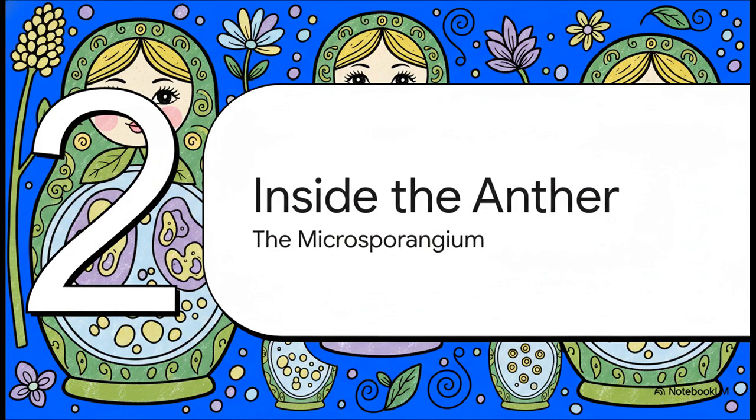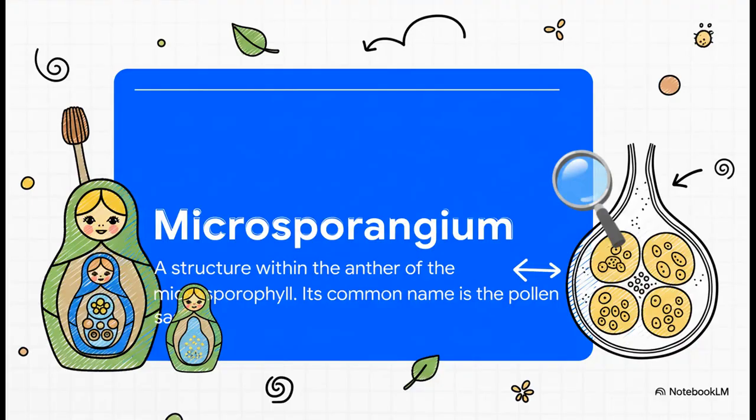Okay, so we've got our first doll identified. It's the stamen. So, what happens when we look inside? What's the next layer of this botanical puzzle? We're zooming in now, looking inside that first structure. And to be specific, we're looking at the part of the stamen called the anther. You know, that little bit that's usually sitting right at the very tip. And there it is, our second nesting doll.